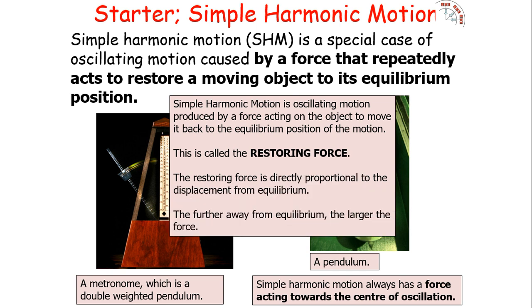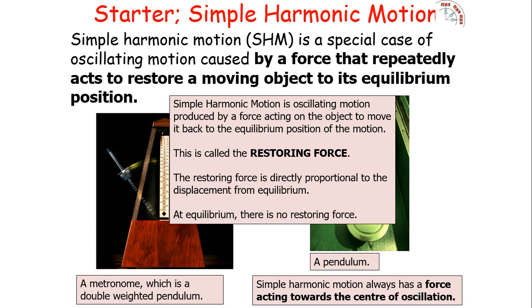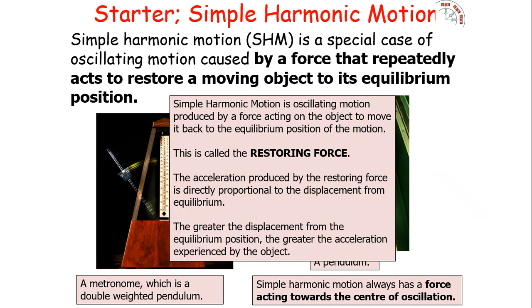And the further away you are from equilibrium, the larger the force required to put it back to equilibrium. So you can say the restoring force is directly proportional to the displacement from equilibrium. And at equilibrium, because it's at the position it wants to be in, there's no restoring force. Now, because the restoring force is a resultant force, and the resultant force always causes an acceleration, the acceleration on an object is directly proportional to the restoring force, which is directly proportional to the displacement from equilibrium. Because the greater the displacement from equilibrium, the greater the restoring force, the greater the acceleration experienced by the object.